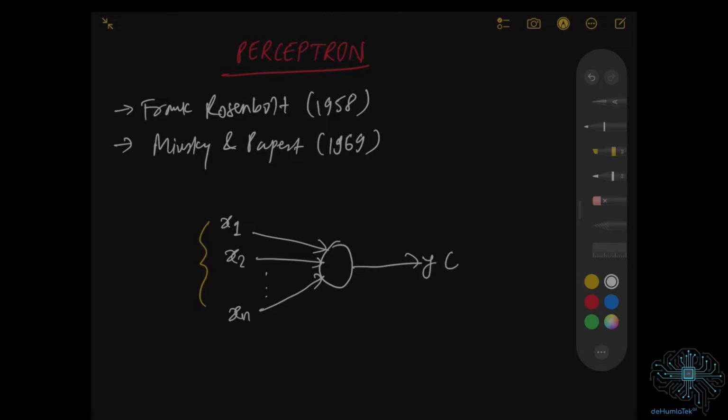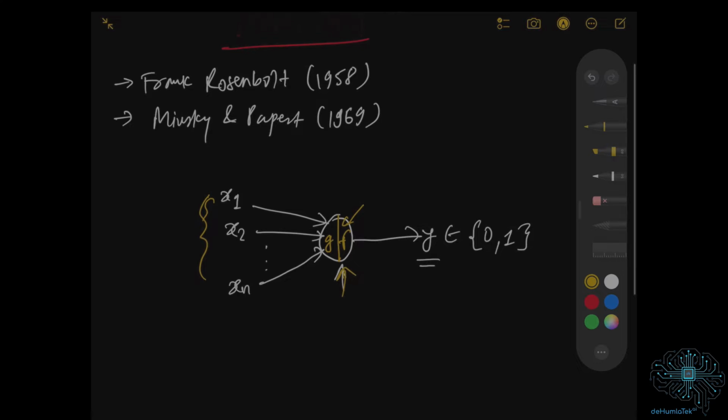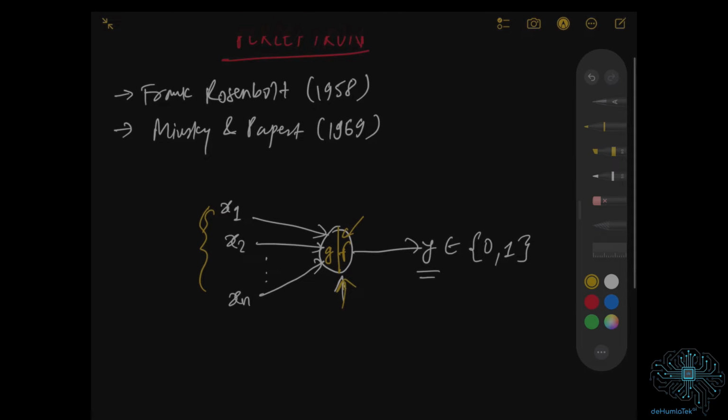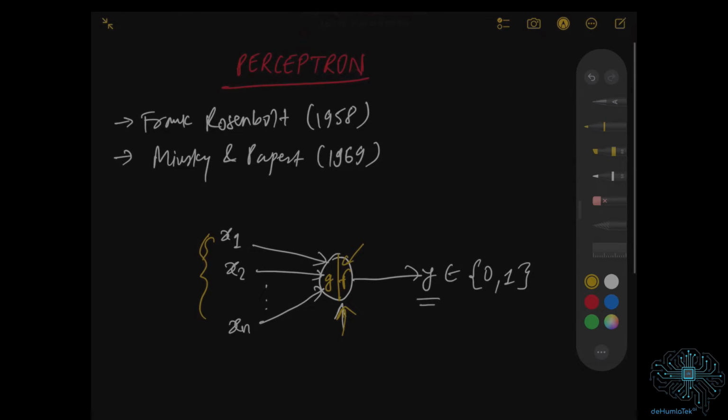For now, let's assume the output is either 0 or 1, just to denote whether this neuron fires or does not fire. But this y depends upon both the aggregation of those inputs as well as the activation function that we use for this neuron. So this is the McCulloch-Pitts neuron.